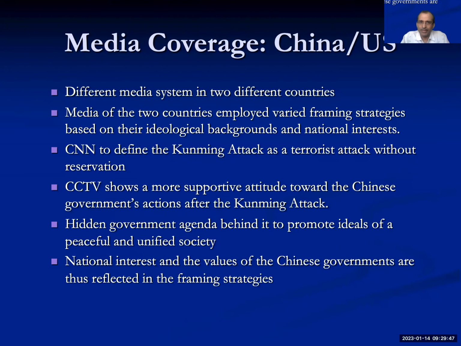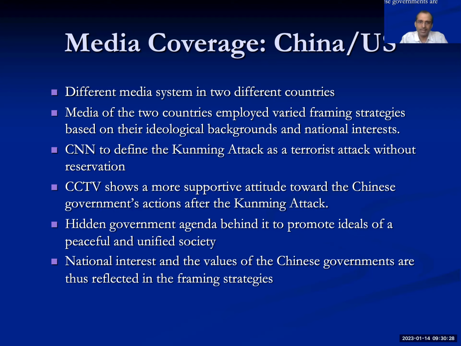And media coverage now here, the China and American media. China's media system and the American media system are different. China has a Soviet communist press system, so the government can control the press, and journalists are members of the political party. American media is a libertarian and more social responsibility type of press. They are free to criticize and cover their ideas, but still the socio-political narratives influence the media coverage here. Media of the 2 countries employed various framing strategies based on ideological background and national interest.